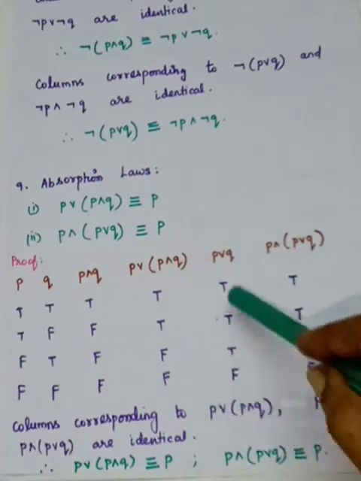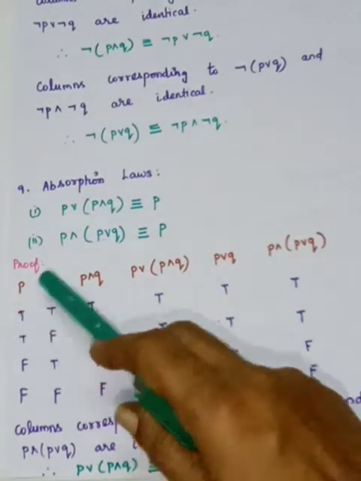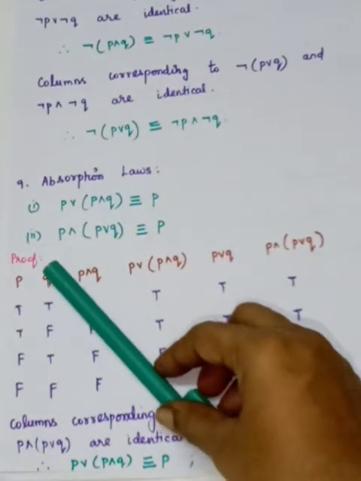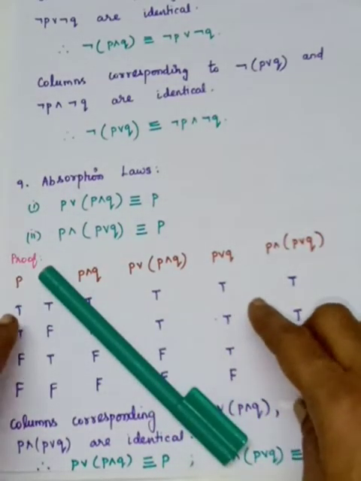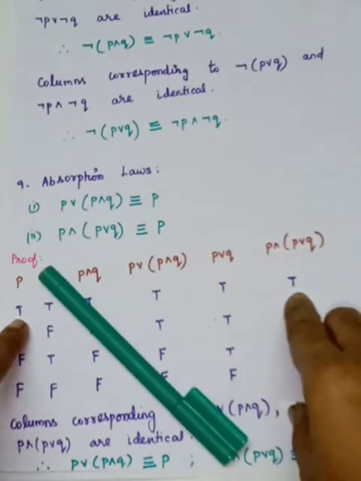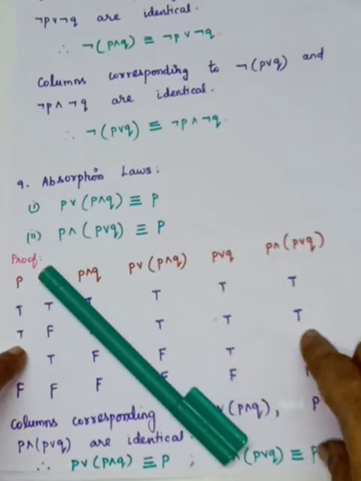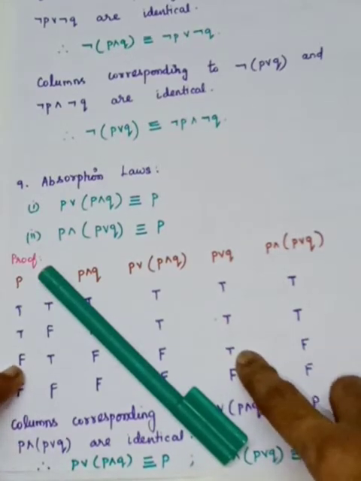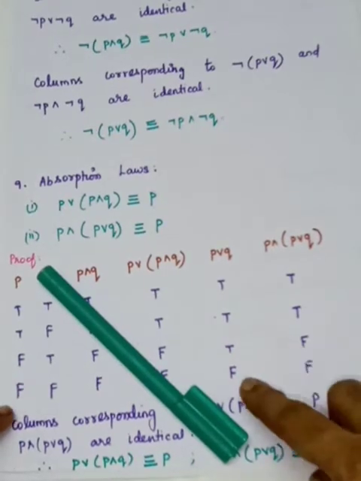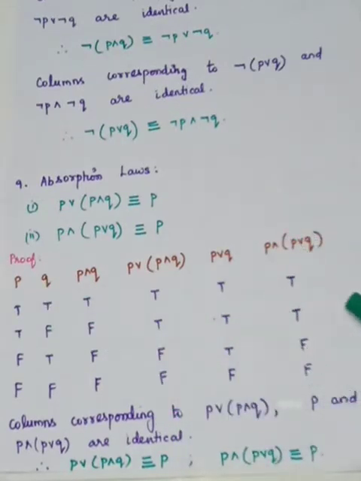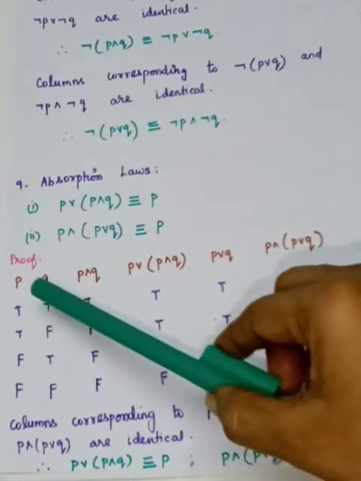For this column and the first column, you have to use the connective AND. See here T, here T. Both are T, so it is T. And here both are T, so it is T. And here only one T, and you are using the connective AND, both must be T, so here it is false. Here also false.